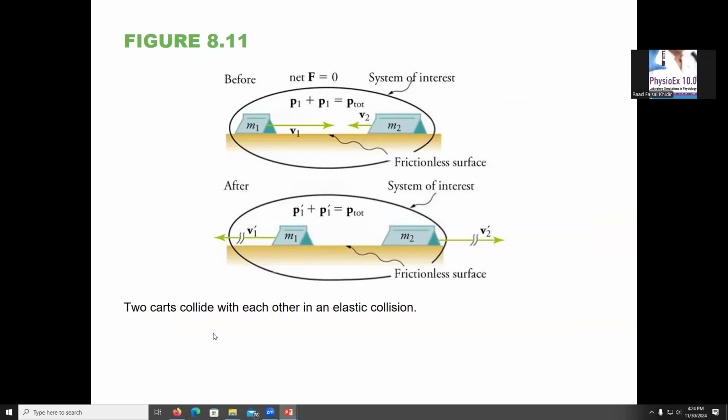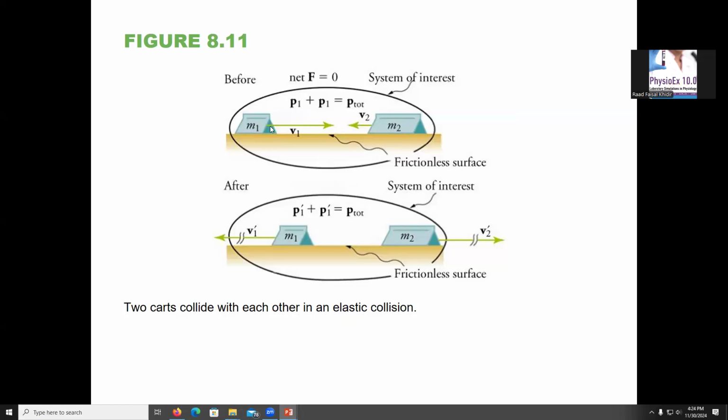Here you have two carts colliding with each other. You see this cart is moving in this direction with this mass and this velocity. This cart is moving in this direction with this mass and this velocity, and both of them collide, and this mass is going to move in the other direction, and this mass is going to move backward. That's an example of an elastic collision.